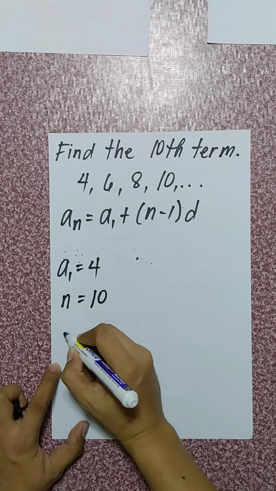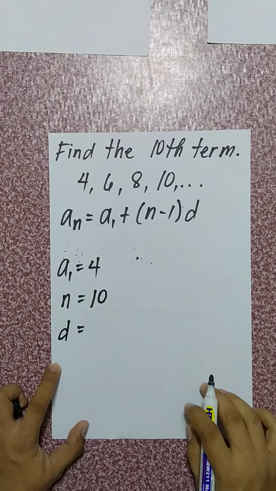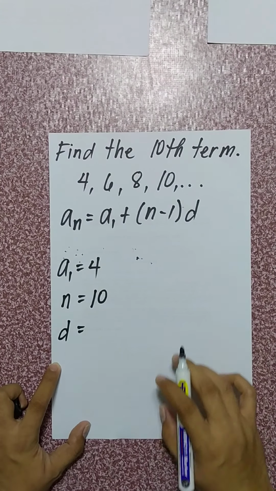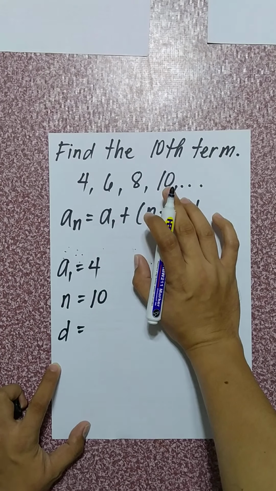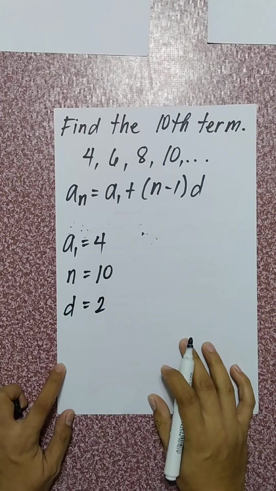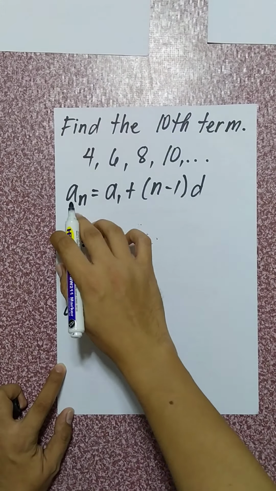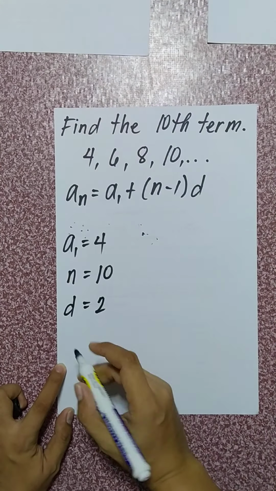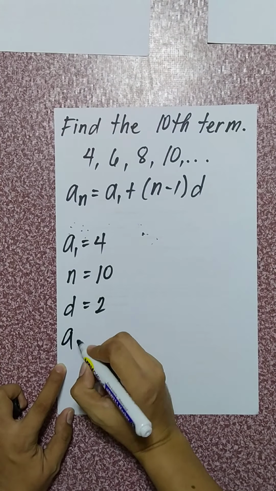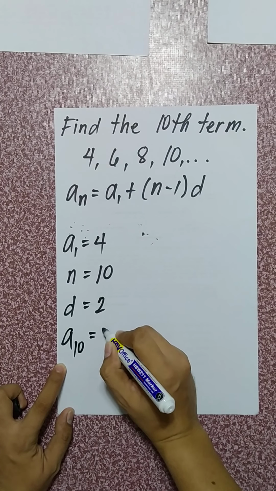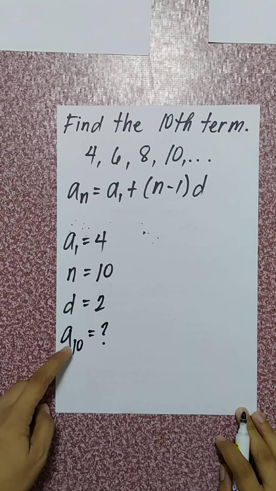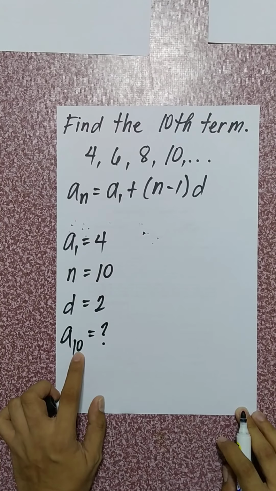Next is d, the common difference. Since alam naman natin na arithmetic sequence to, so pwedeng isang beses lang tayo mag-subtract. Again, so we're going to subtract from right to left. So we have 10 minus 8. We have 2. And last, we have a sub n. So now, for a sub n, instead of n, ilalagay na natin kung ano yung ating hinahanap. We have a sub 10. And then we put question mark. Since meron na tayong mga given values, ayan, pwede na tayong magsimulang mag-compute.